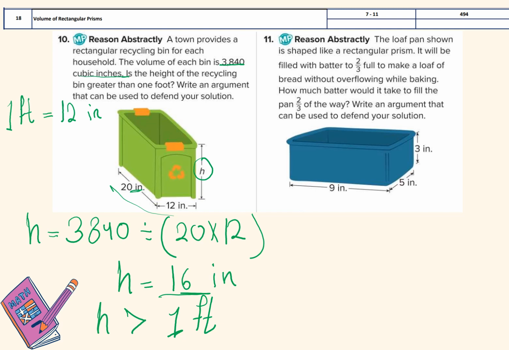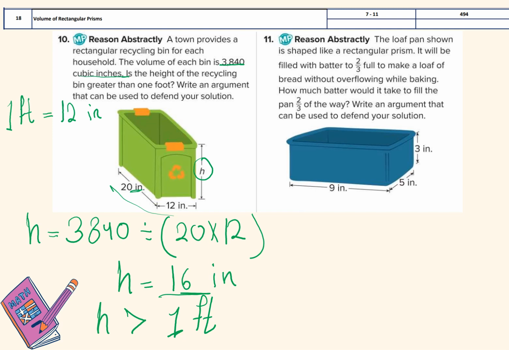Question 11. The loaf pan shown is shaped like a rectangular prism. It will be filled with batter to 2/3 full to make a loaf of bread without overflowing while baking. How much batter would it take to fill the pan 2/3 of the way? Write an argument that can be used to defend your solution.